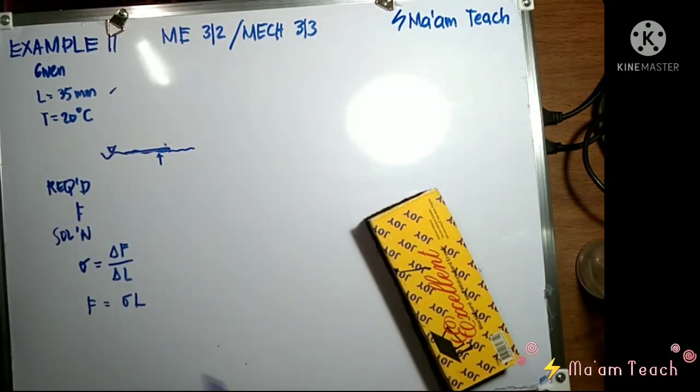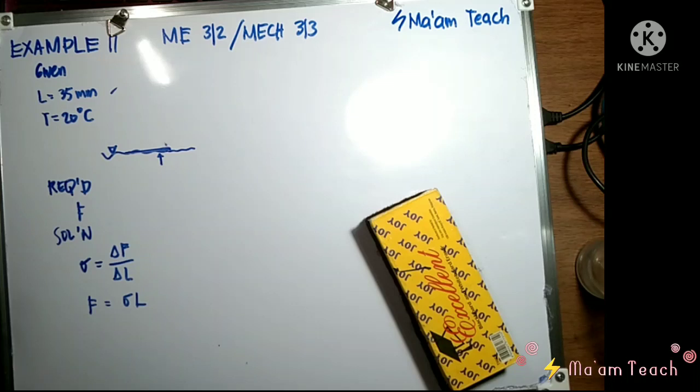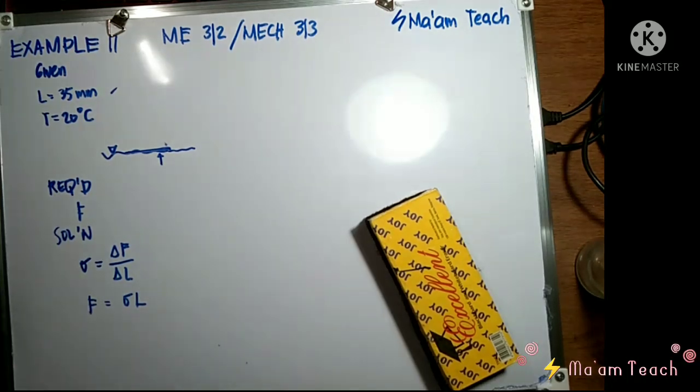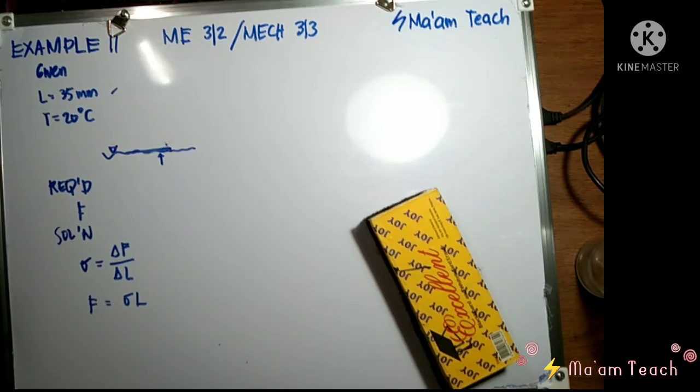But then, class, do we have a value of surface tension? If you could recall, if you open your module on page 4, we have the value of surface tension of water with air, which is 0.0756 Newton per meter. But take note, class, that the temperature for that value should be 0 degrees Celsius. But the given here is 20 degrees Celsius. So we cannot use the 0.0756.